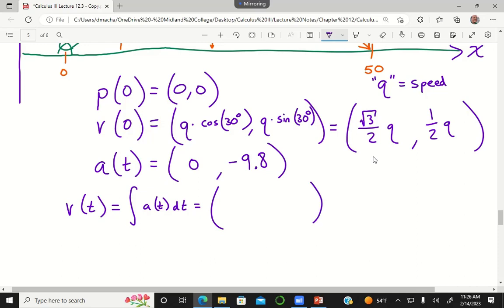is going to be, what's the antiderivative of 0? It's constant. Yeah, just any constant, right? You take the derivative of any constant, it gives you 0. So that's my antiderivative. And then what's the antiderivative of negative 9.8? Negative 9.8t. Yeah. Plus another constant.